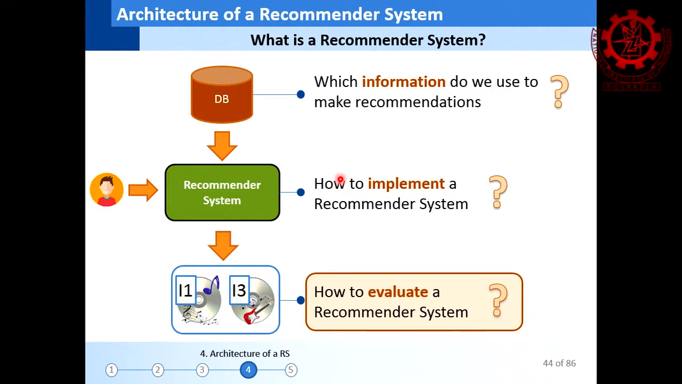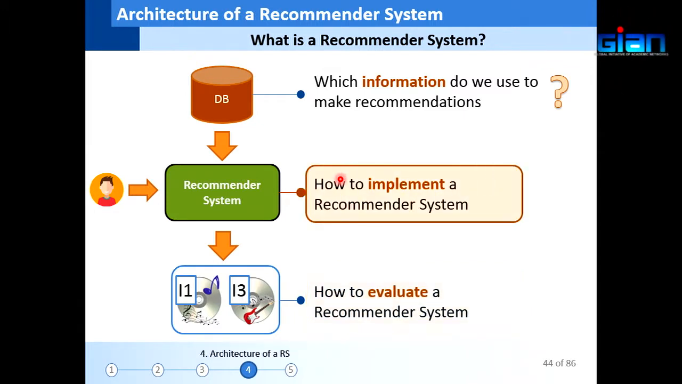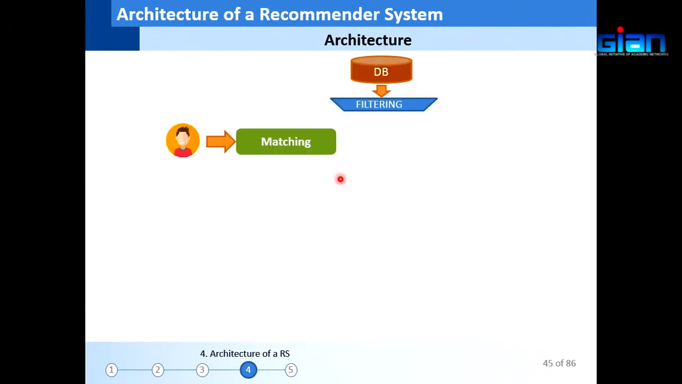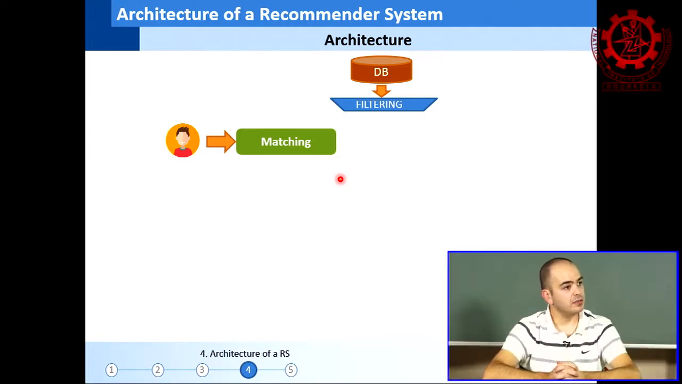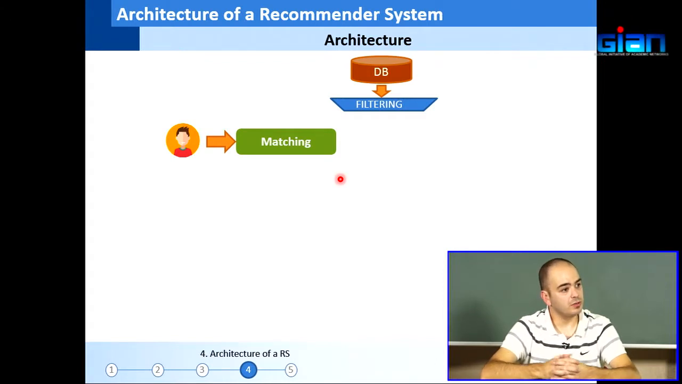So the third question we should ask is how to implement a recommender system. Well, there are many different ways to implement a recommender system. It depends on the domain, it depends on the kind of recommender system, but all of them have the same philosophy to develop a recommender system.